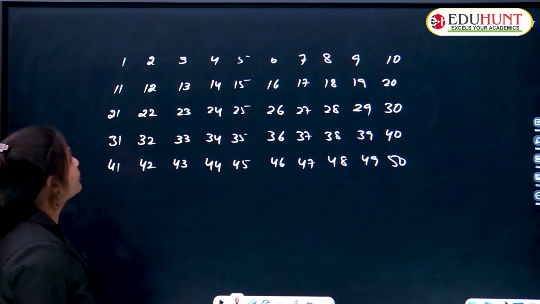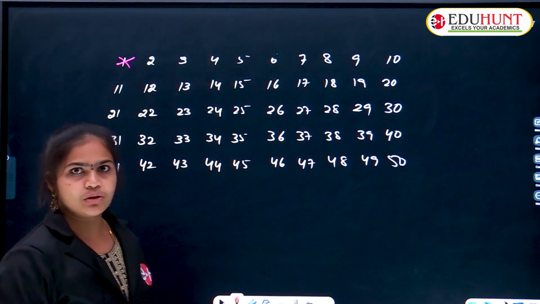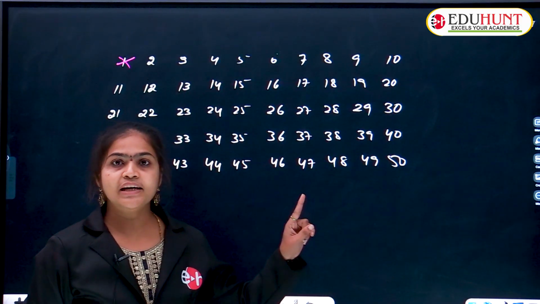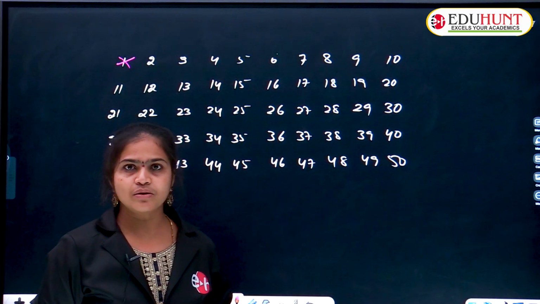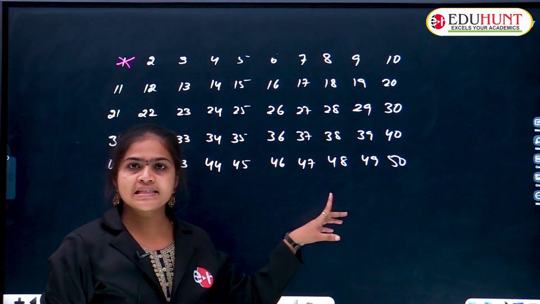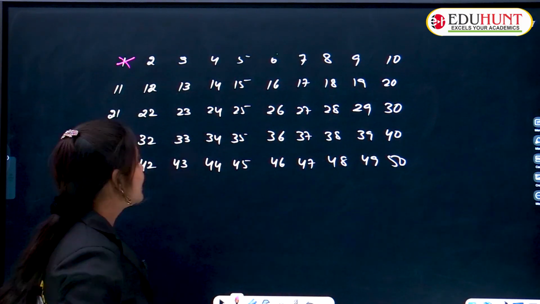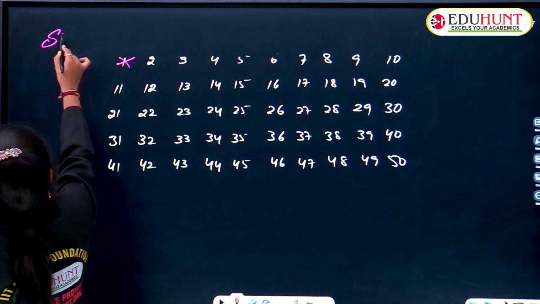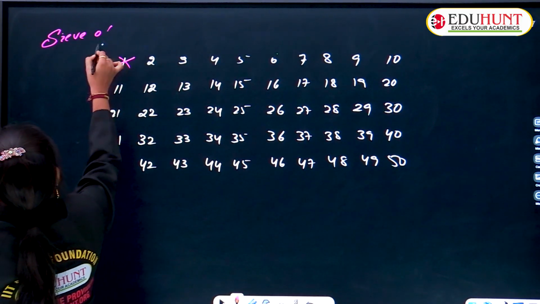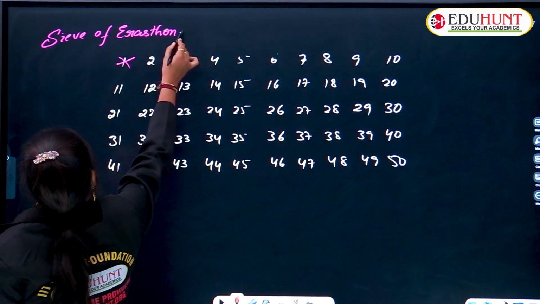Now see. 1 is neither prime nor composite, we know that. This table is to find prime numbers and composite numbers, up to 50. And this method is called the sieve of Eratosthenes.